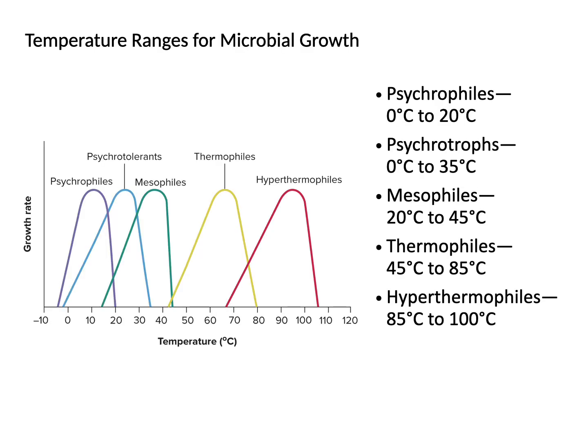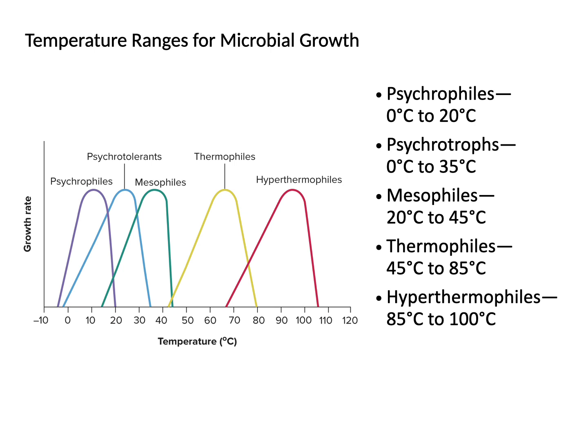So here we can see the different groups of microorganisms based on their temperature range. Again, keep in mind when we're looking at each one of these curves, the lower temperature is going to be minimal. The top of the curve is going to be optimal. And then on the right side, the higher temperature is going to be maximum.